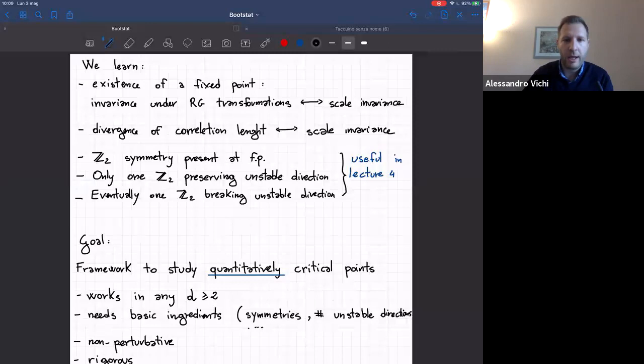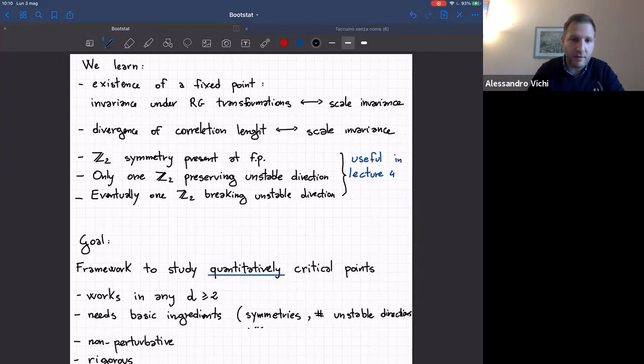And then of course there is a divergence of the correlation length, which is the length at which degrees of freedom are correlated among each other. And if you have scale invariance, you cannot have a reference scale, which means that all scales must disappear at the critical point. And this in fact is true at the critical point.